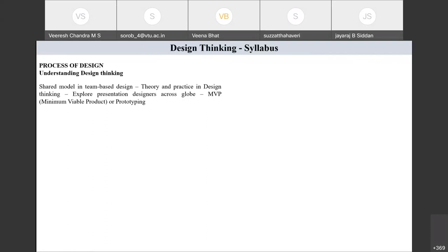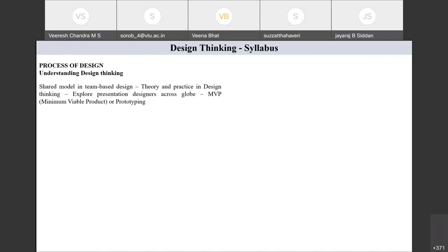Okay, so in this module, we will be discussing with the students about the shared model in team-based design. So design, if it is given to a single person, yes, sir, this is module one. So whenever a single person is handling the design content of that product, then we do not say it is a shared model or team-based design.